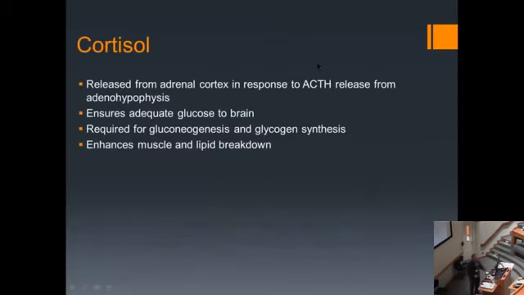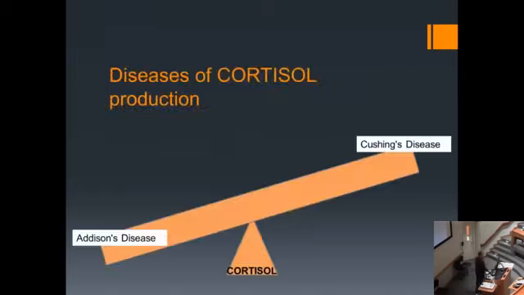All right. So let's go back a little bit. Cortisol, what is it? We said it's released from the adrenal cortex in response to ACTH. The reason it does this is, well, a few reasons. One, we're going to ensure that there's adequate glucose coming to the brain, which is required for gluconeogenesis and glycogen synthesis. And the enhancement is going to be muscle and lipid breakdown.